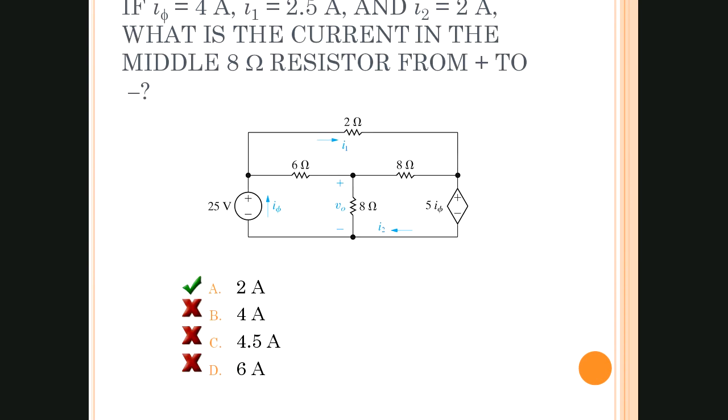And the very last question, I don't think you can read this up here, but I'll read it for you. If I phi is equal to 4 amps, I1 is equal to 2.5 amps, and I2 is equal to 2 amps, what is the current in the middle 8 ohm resistor from plus to minus? So we're looking for, I think, V naught. What is V naught here? We're given I1 and I2, and remember that I phi is equal to I3.